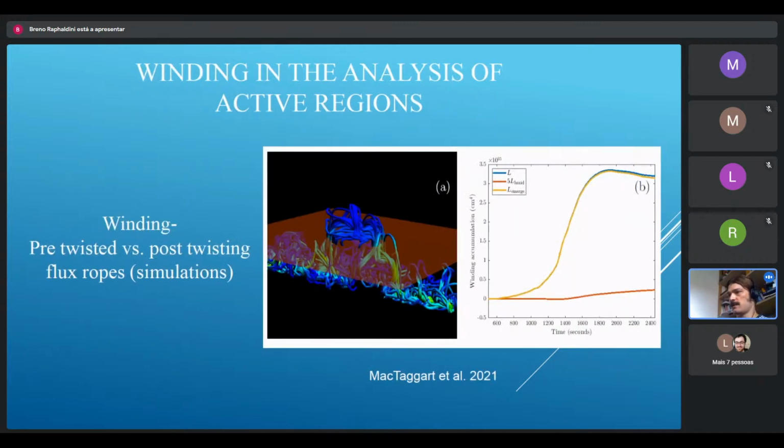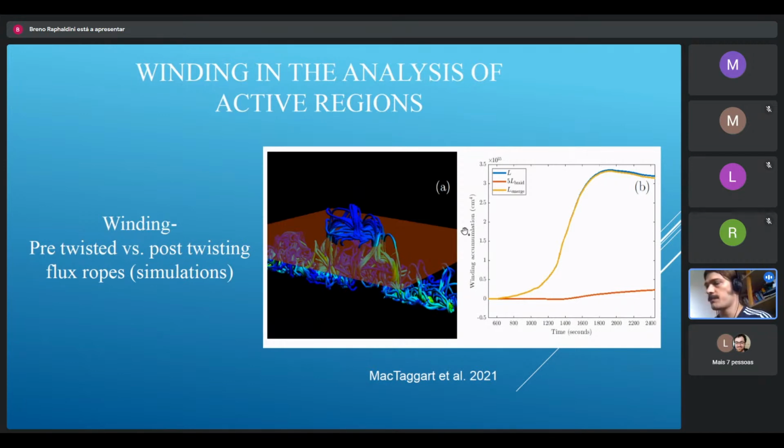So here in a recent work from us, we applied the magnetic winding to distinguish between the two possible mechanisms: the post-emergence twisting of the magnetic field lines and pre-twisting. So how can we do this?